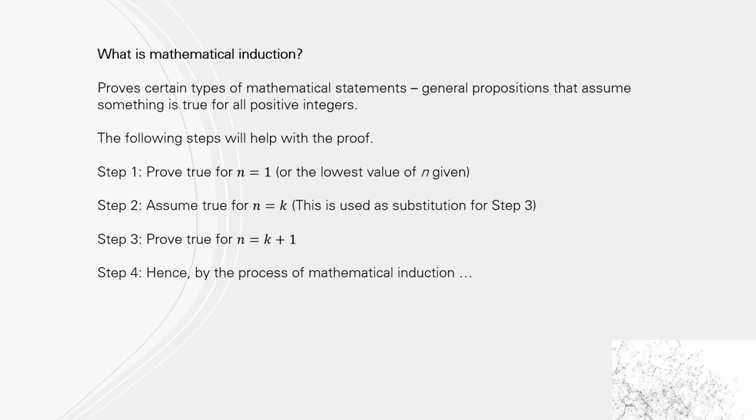k for n, and this actually becomes a really important substitution step for step 3, where in step 3 we prove true for n equals k plus 1. Then step 4, we just finish with a general sentence saying, hence by the process of mathematical induction we have proven whatever it was we were aiming to prove.